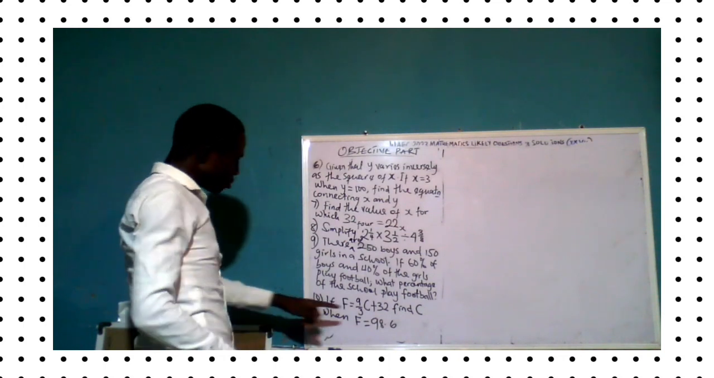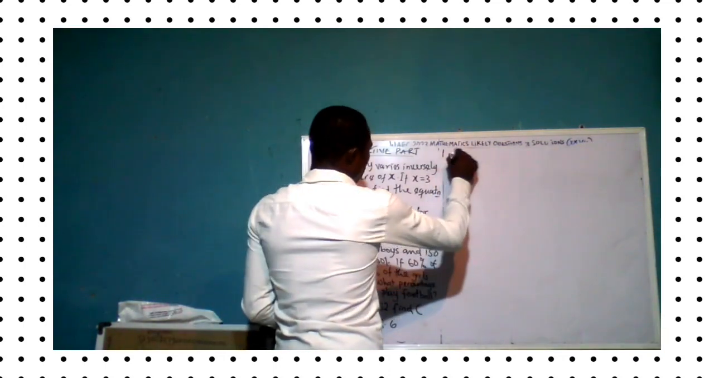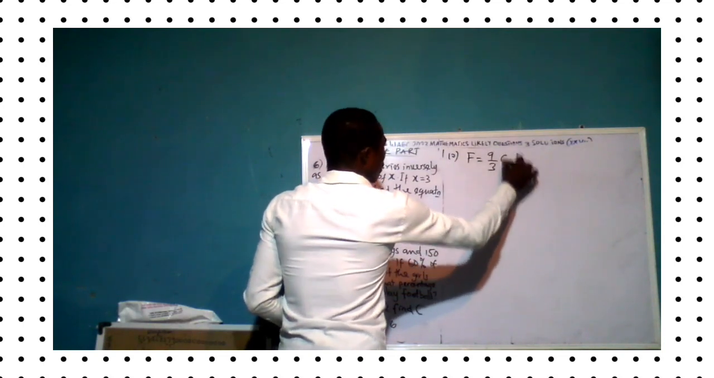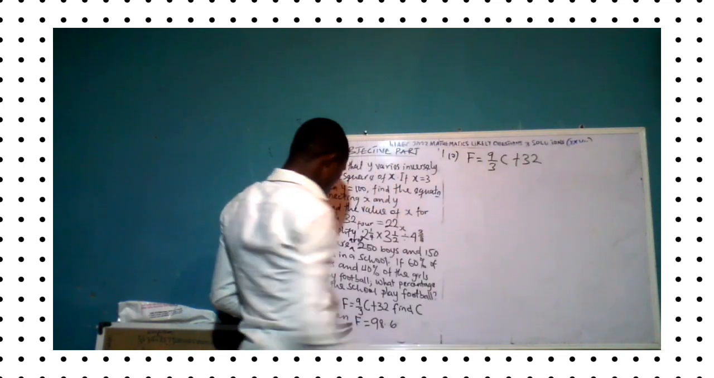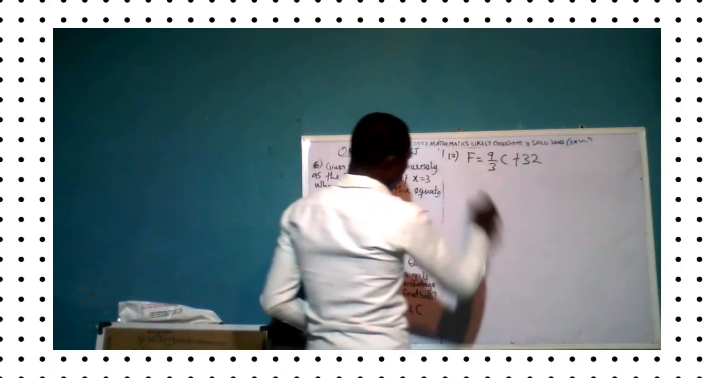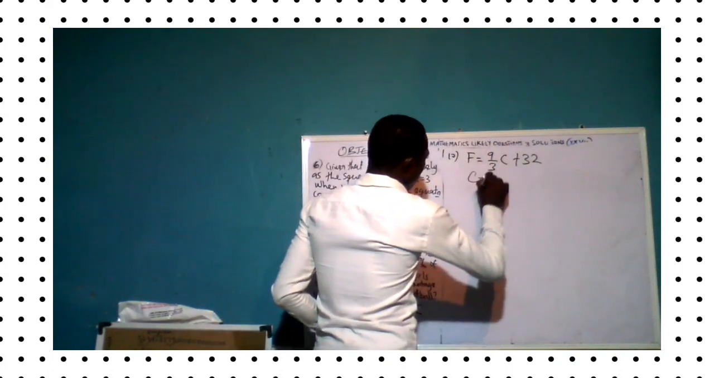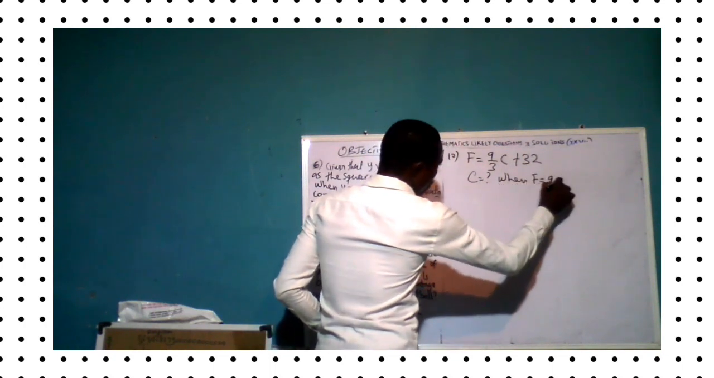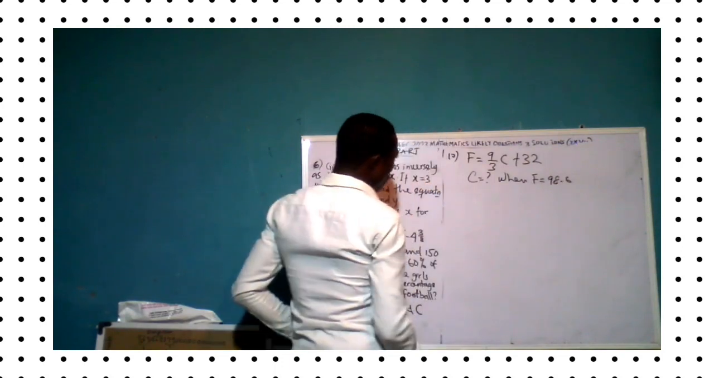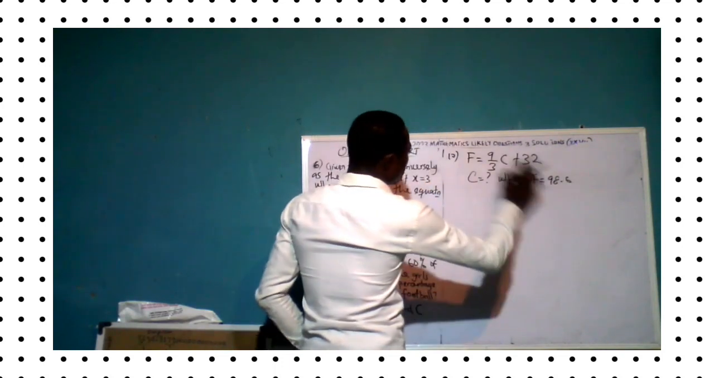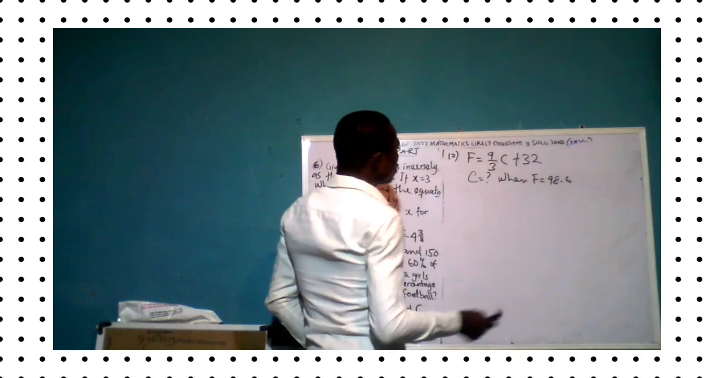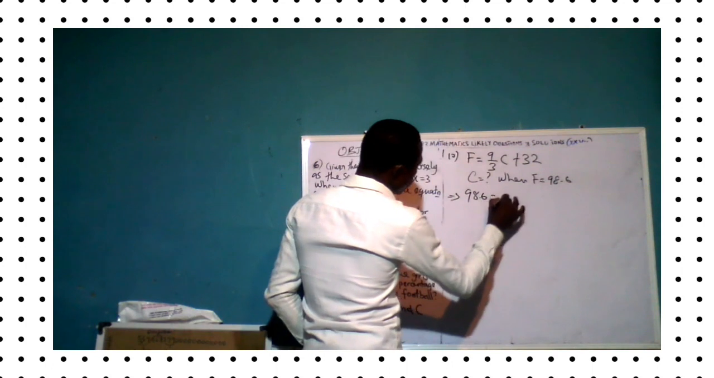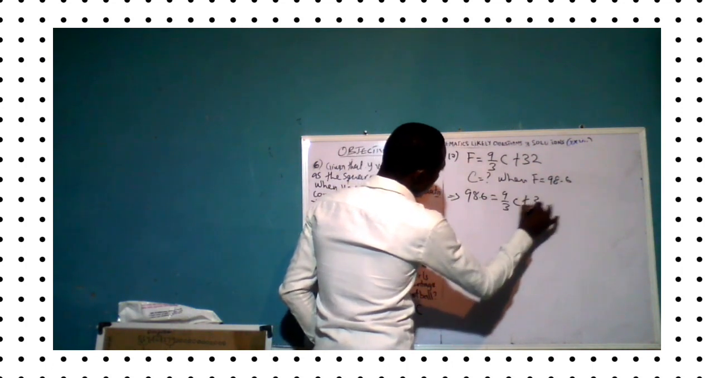If F is equal to 9 all over 3 C plus 32, then we are asked to find C when F is equal to 98.6. All you need to do is to input this into this equation, then you can find C. So it implies that 98.6 equals 9 all over 3C plus 32.